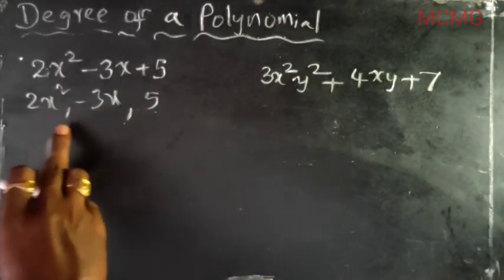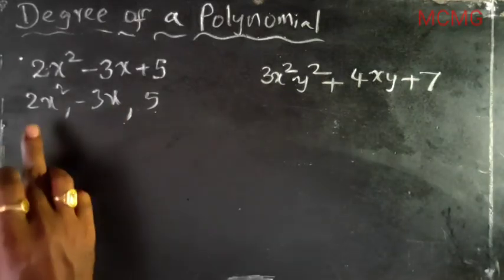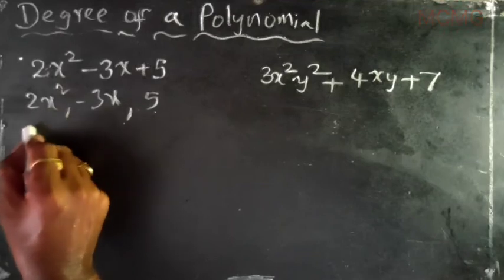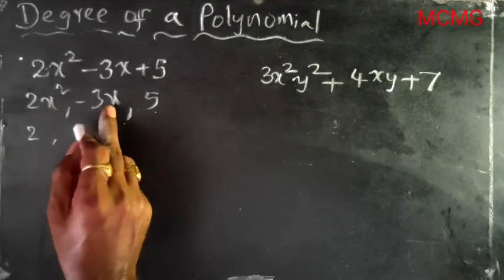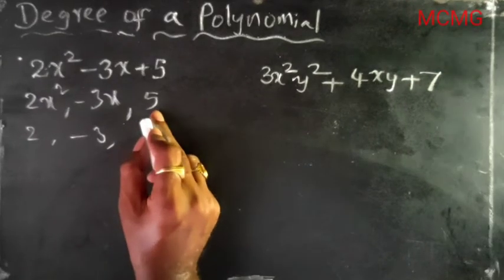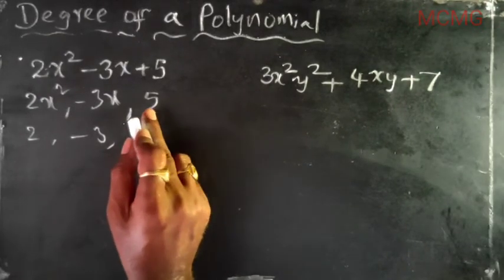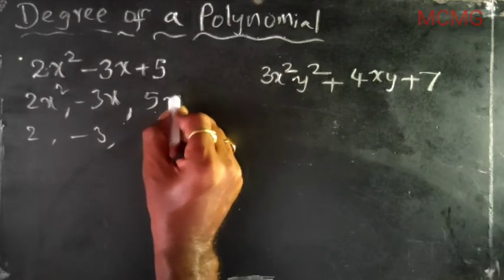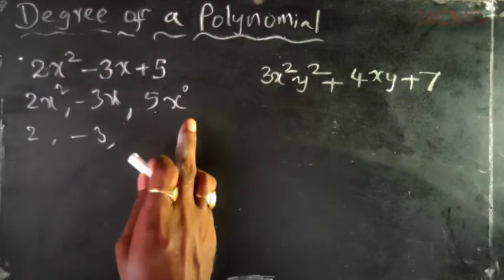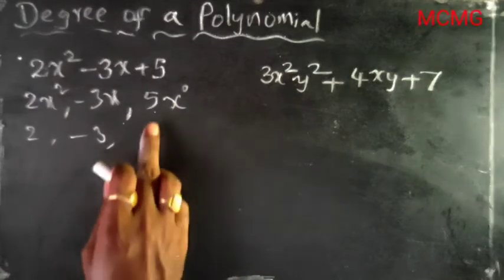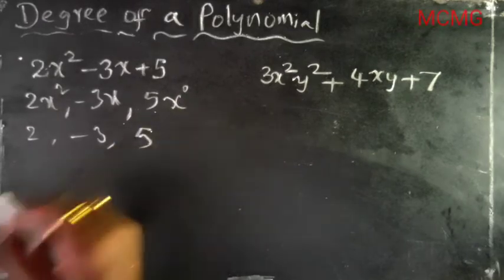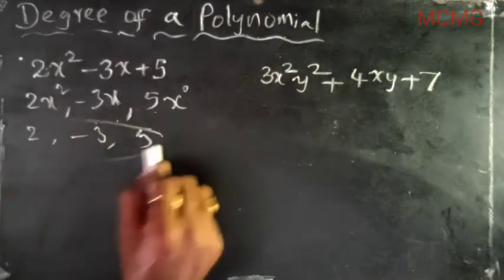What are the coefficients present in this polynomial? What are the coefficients of these terms? The coefficient of x square is 2. The coefficient of x is minus 3, and 5 is a constant term, of course, but we can write 5 as 5 into x power 0, since we know that x power 0 value is always equal to 1. So now the coefficient of x power 0 is 5. So these are the coefficients.